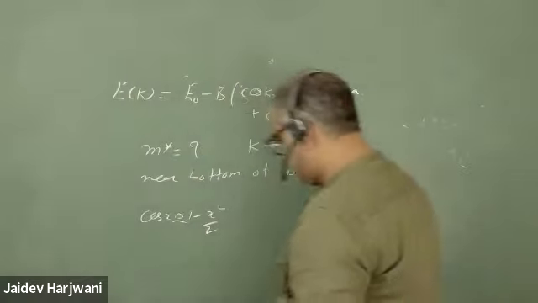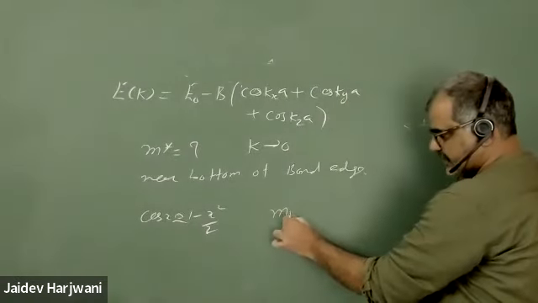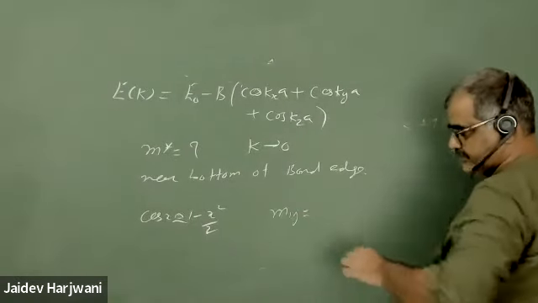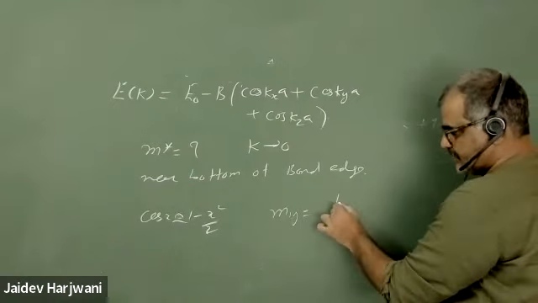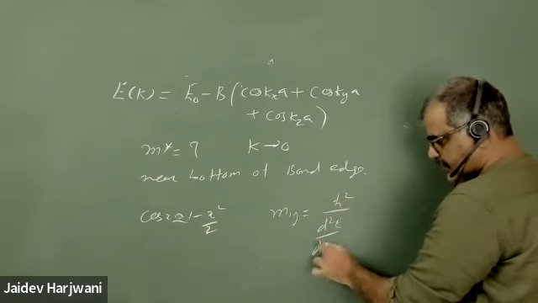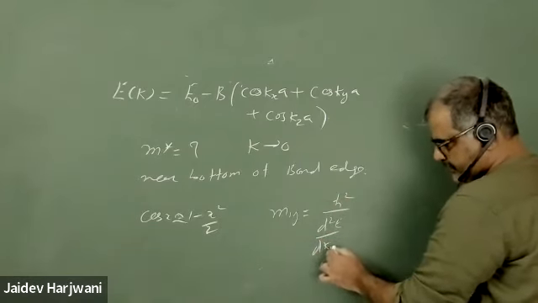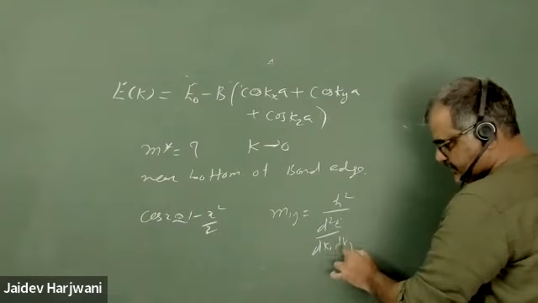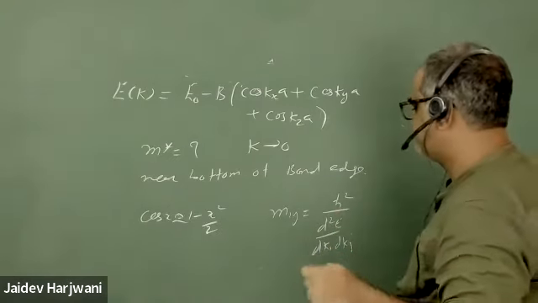m star. Okay, so m_ij equals to what? h cut square d2E upon dk_i dk_j. Okay, dk_z.